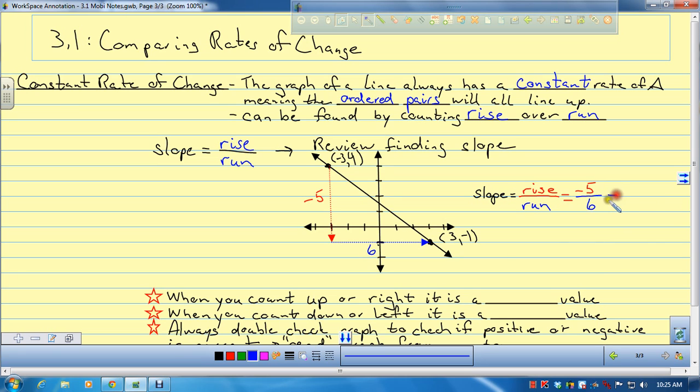Therefore, our slope of that line is -5/6. And as we know, if I have a negative in any one part of a fraction, it makes the whole fraction negative. So whatever you're most comfortable with, if you want to leave that negative with the 5, or if you like to put it out in front of the whole fraction, it's perfectly fine.